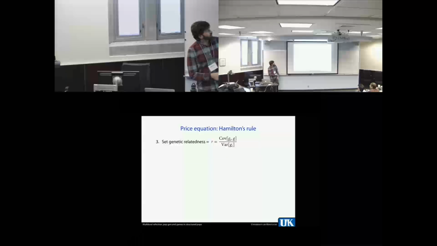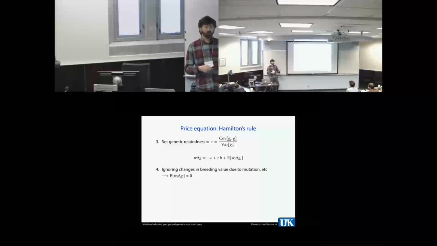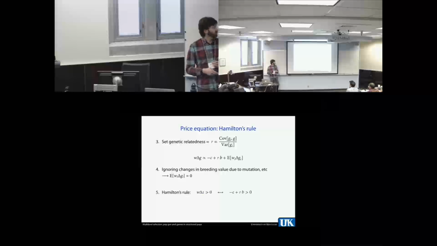So the genetic relatedness here is really just the covariance between your genotype and the mean group genotype, divided by the genetic variance in the population. If we do that, then from the Price equation we get this minus C plus RB plus this transmission term. So all we have to do to recover Hamilton's rule is assume the transmission term isn't very large, so we would ignore changes due to mutation or other effects, and then we get Hamilton's rule straight away.